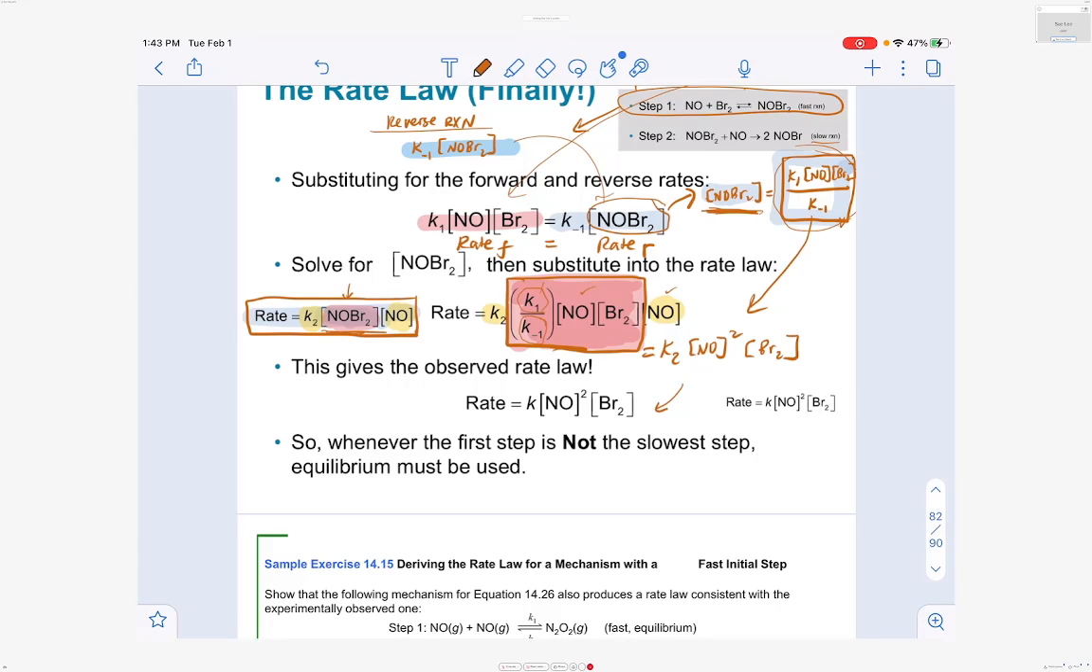Okay. So we have proven that the proposed step 1 and step 2 mechanism meets the overall experimentally found rate law. So what we proposed makes sense. And in general, when a fast step is the first step and the slow step, the rate determining step, is the following step, we can solve for the concentration of an intermediate by assuming that equilibrium is established in the fast first step.